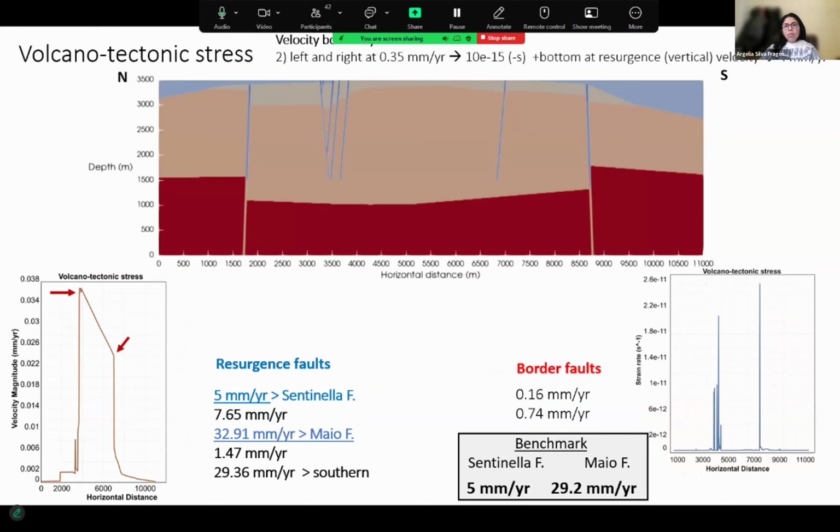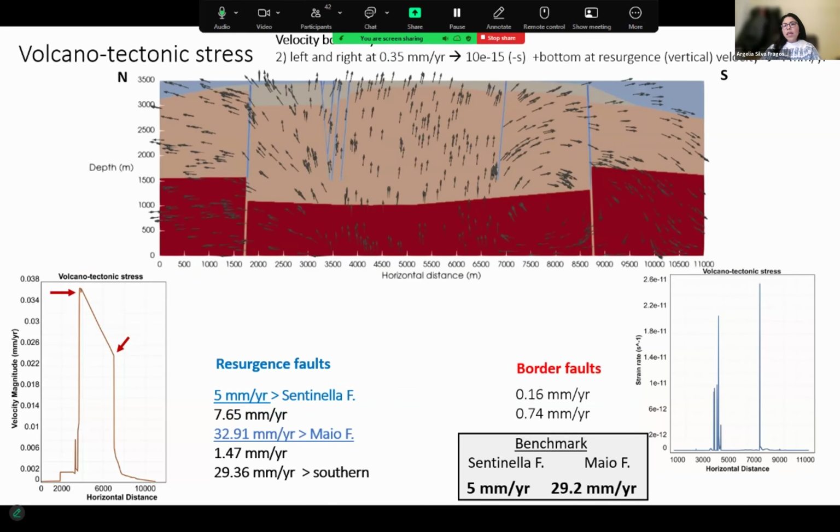So for a second model, the effect of the role of the magma body was simulated by imposing not only the left and the right velocities like in the previous model, but also a vertical velocity at the bottom of the model, which represents the resurgence velocity.